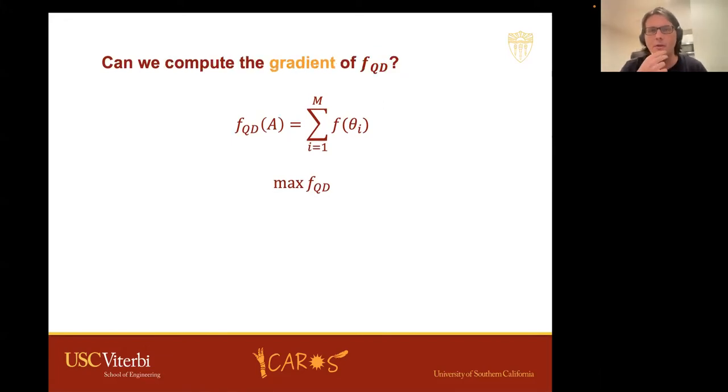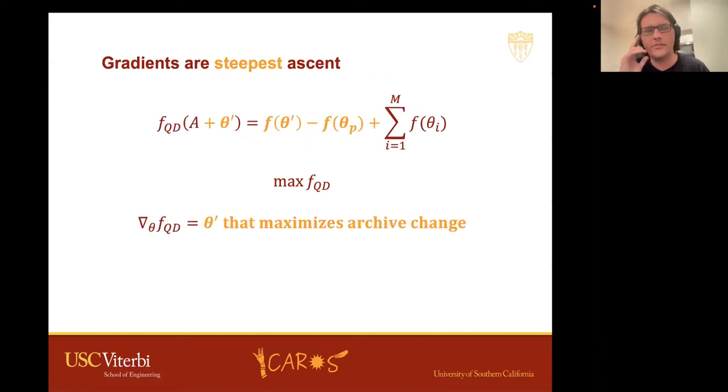And the thought was, well, maybe we can just do gradient descent directly on f of QD, the objective of the QD problem. And this is kind of a problem because our archive is discrete. So if we want to compute the gradient, we can just take the concept of a gradient. What does it mean to be a gradient? Well, it's the smallest change that you can make that results in the steepest increase to the function. That's kind of the conceptual definition of the gradient.